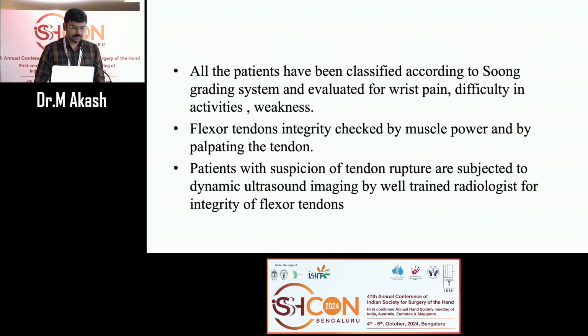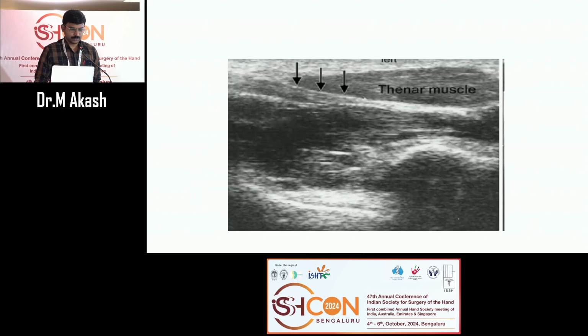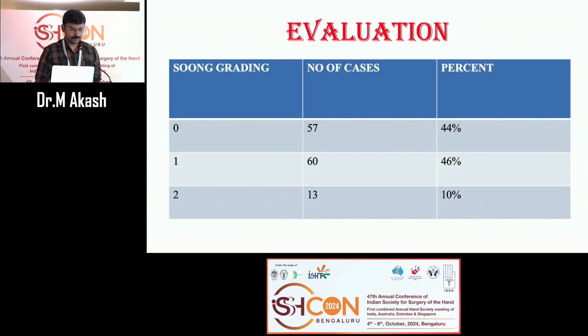All the patients were classified according to the Soong grading system and evaluated for wrist pain, difficulties in activities and weakness of the tendons. Flexor tendon integrity is checked by muscle power, and if we suspected the patient had a tendon rupture, we took an ultrasound. This is an ultrasound depicting the FPL tendon.